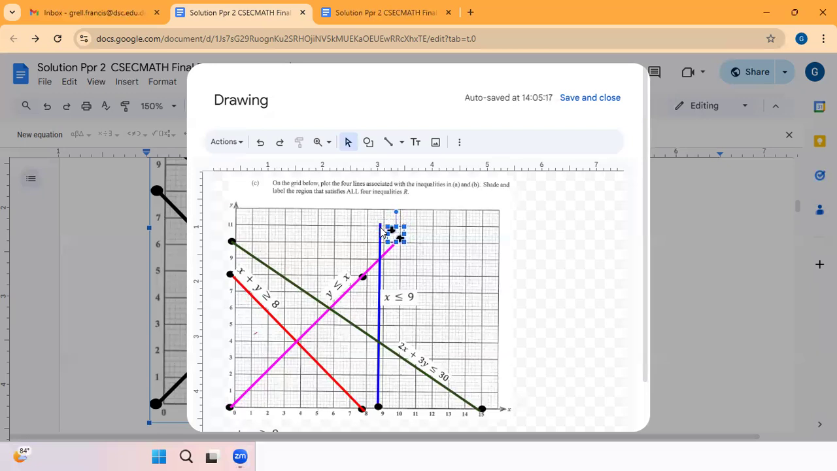This is the line x plus y is equal to 8. Remember, the points we had were 0, 8 and 8, 0, and they are plotted, and the line is connecting the 2 points. This line is 2x plus 3y is less than or equal to 30. We had 0, 10 and 15, 0, and they are joined and plotted.